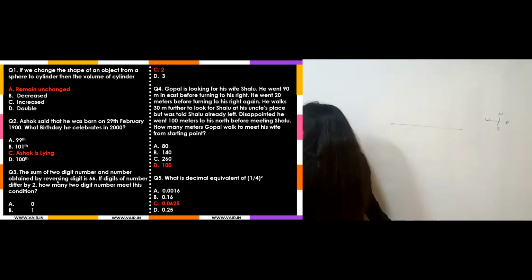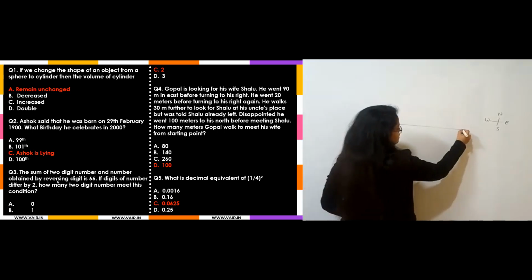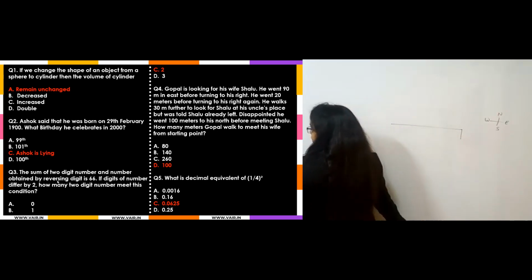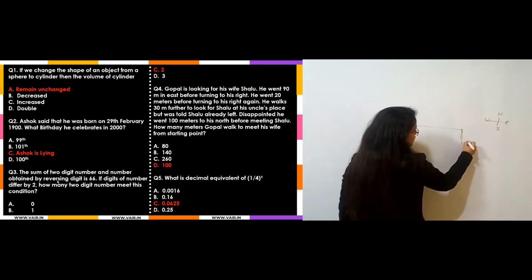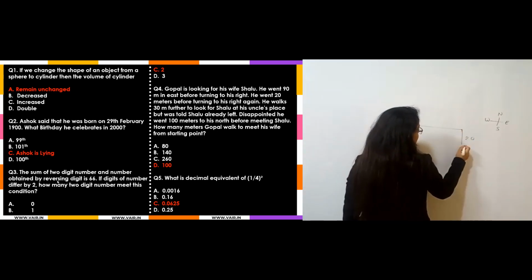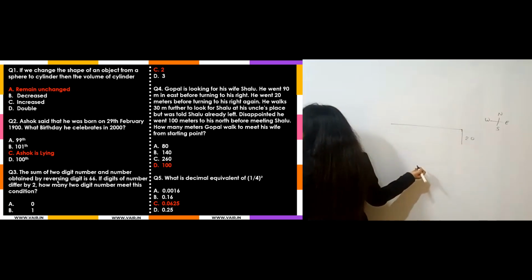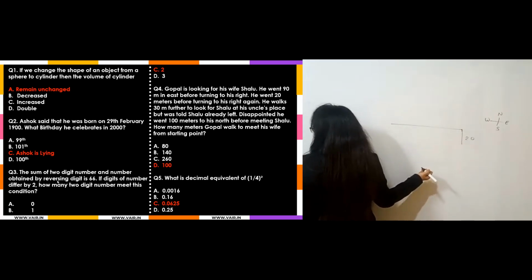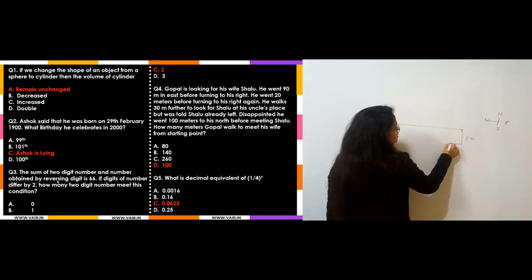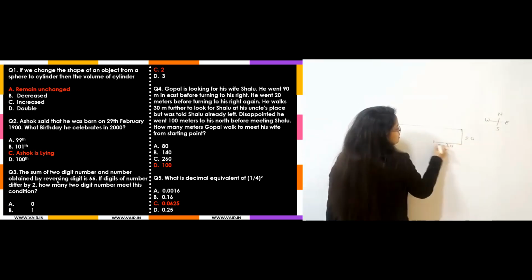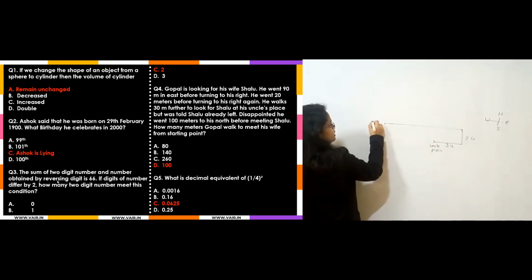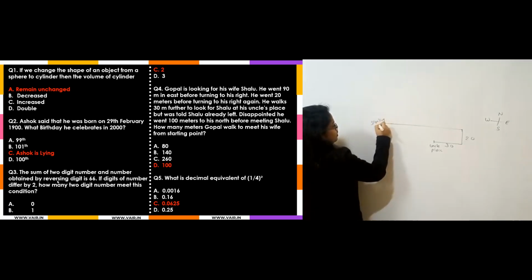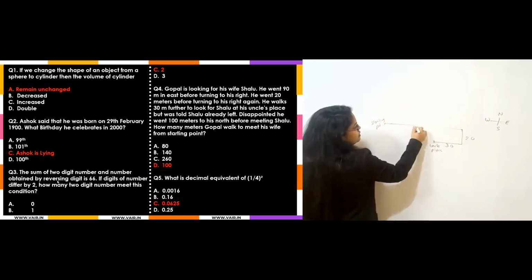Then they are saying that before turning to the right, that means he has turned right. He went 20 meters, and again he turned to the right and walked 30 meters to look for Shalu at his uncle's place. This is 30. This is the uncle's place. This was his starting point. This overall total is 90.